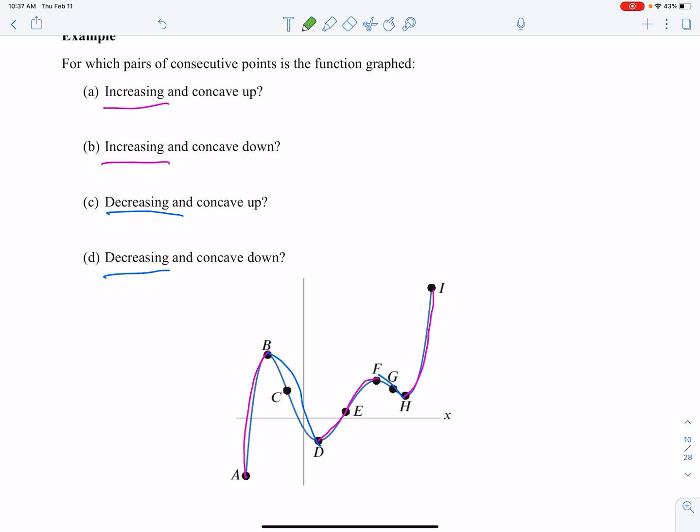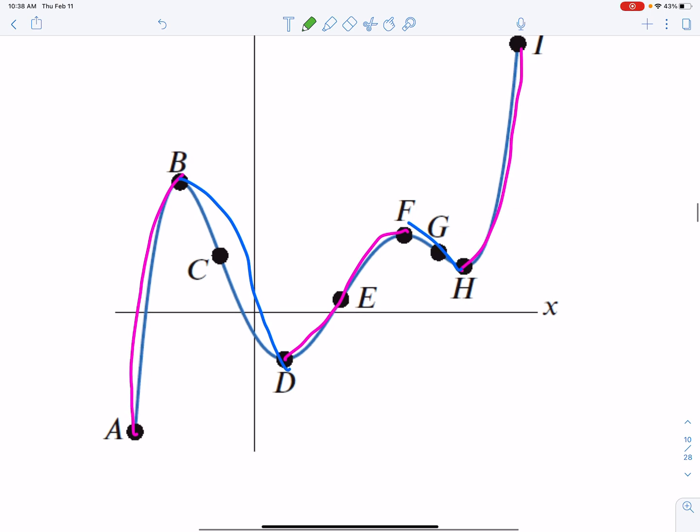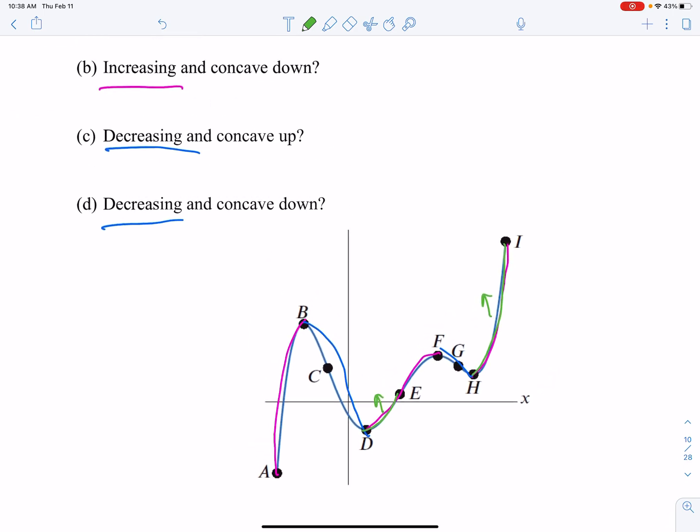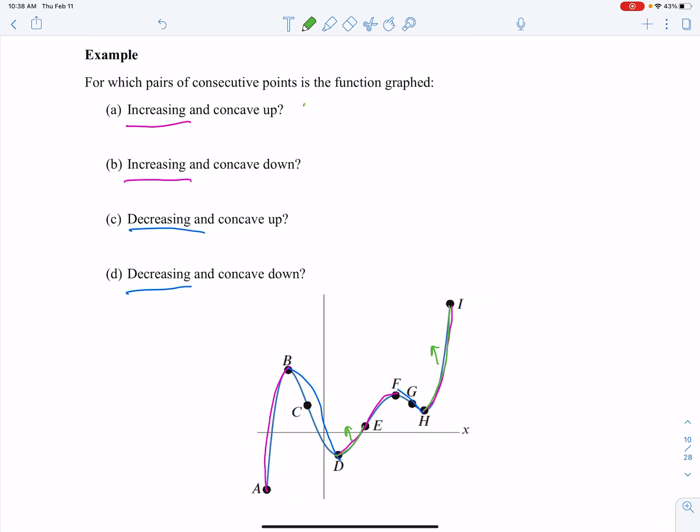Increasing, so we're looking at the pink ones we drew in there, and concave up, that curvature up. So I know it's a little hard to see, but you can see from D to E, we have that curvature up, right? So we're looking at increasing, right here from H to I as well, that curvature faces up. Okay, so the answer there is from D to E and from H to I.